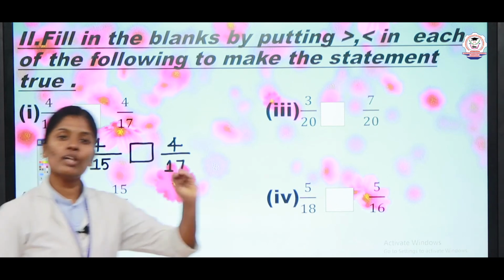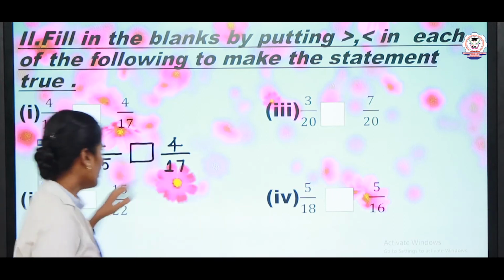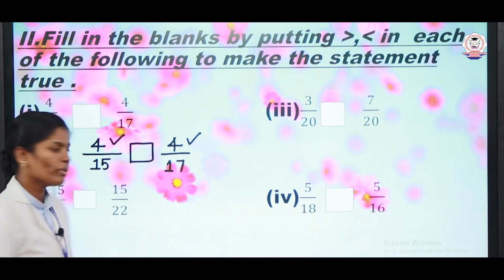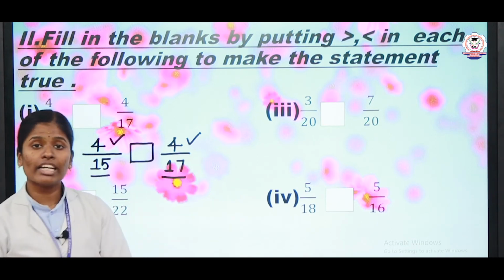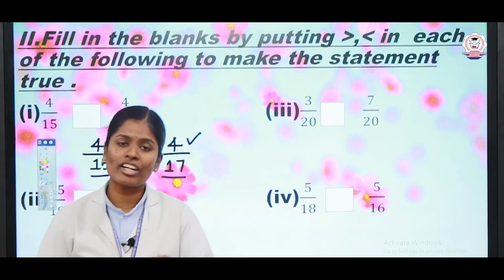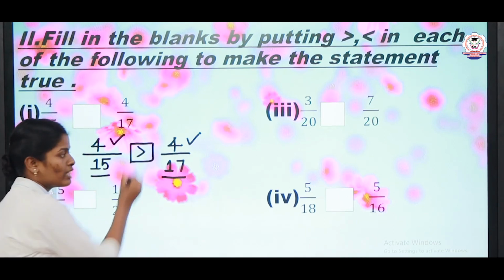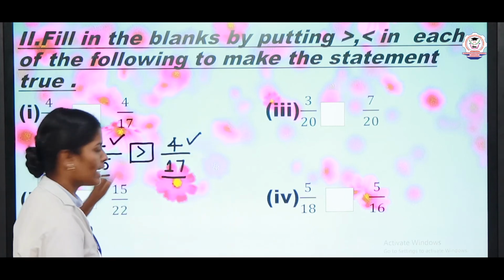Listen children, here we have the same numerator value. The numerator values are 4 and then 4. Now we are going to check the denominator value. We have the denominator values 15 and 17. So numerator value same means in a fraction the denominator value 15 is the greater value. The smaller number is called the greater value. So put the symbol like this.